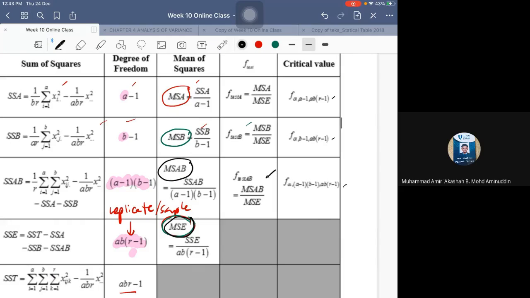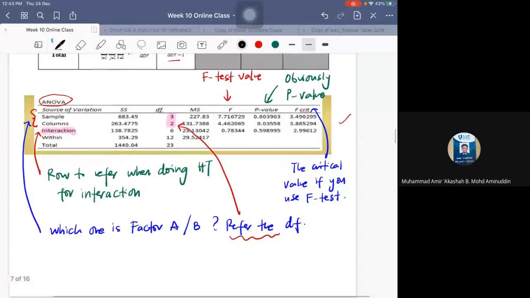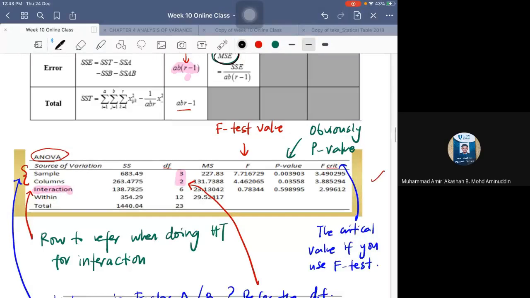But the good news is that when you are given an Excel output, Excel would generously give these values already. You don't have to find it in the book, you are already given the value. So if you plan to use the F-test, or the question actually asks you to use the F-test, the critical value is already given. You don't have to find it in the book. But the easiest way, as I mentioned to you just now, is by using the p-value. It's going to be the easiest way.